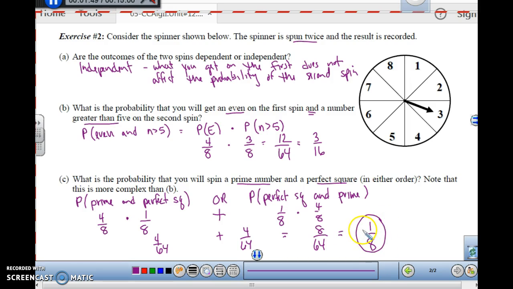So that's your probability. You have to take into account, when you're doing a multi-stage step, the different ways you could get the combinations that you want. Because we said in either order here, it's not just the prime and the perfect square. You could get the prime first, then the perfect square, or the perfect square first and then the prime. So when you do this, "and" means multiply the probabilities, "or" means add.